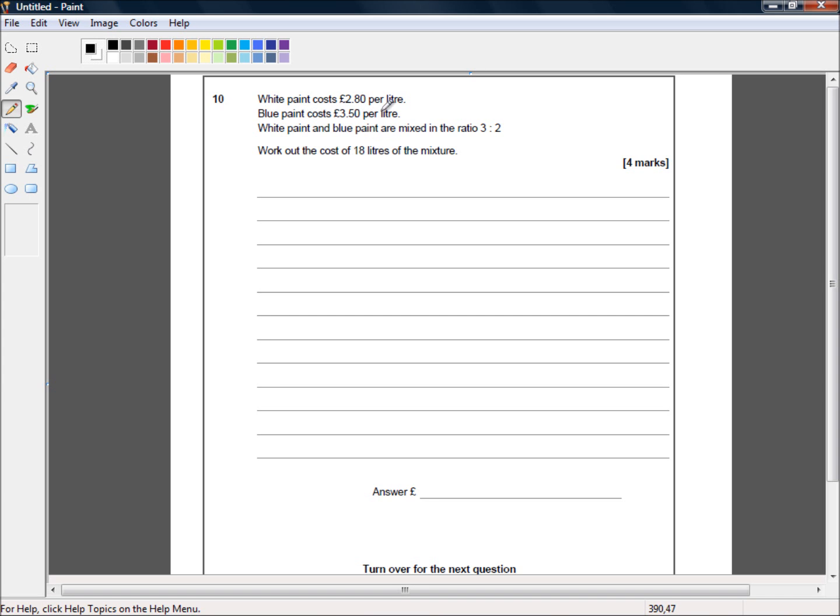White paint costs £2.80 per litre, blue paint costs £3.50 per litre. White paint and blue paint are mixed in the ratio of 3 to 2. Work out the cost of 18 litres of the mixture. You're really going to work for your 4 marks here, because this is not just a case of knowing how to do it, you're also going to need to really know your mental arithmetic.